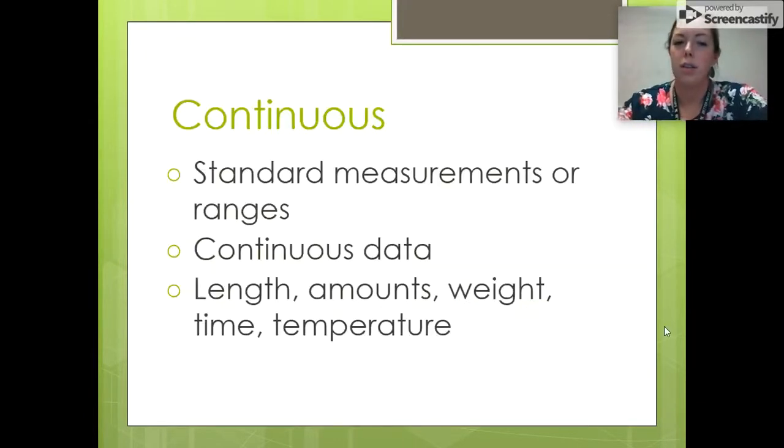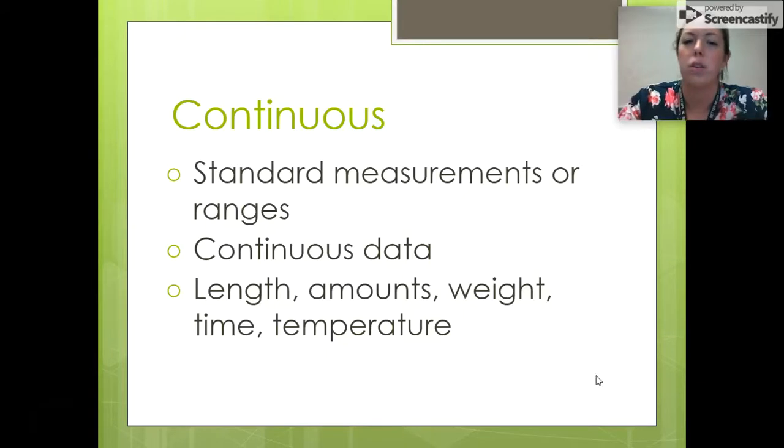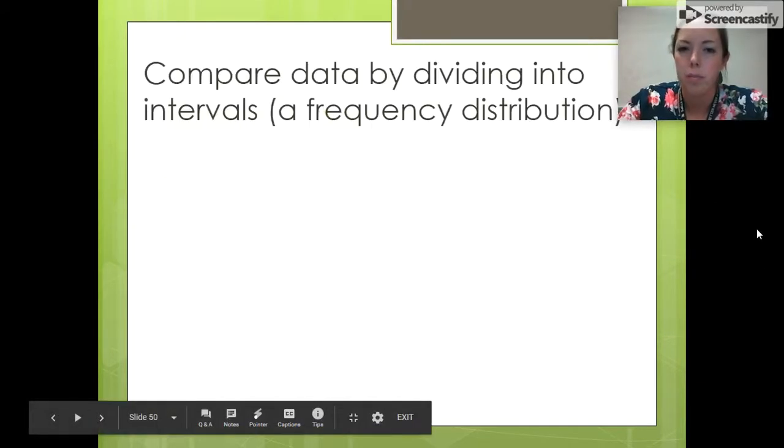The other type of data you might have is continuous data. This could be standard measurements or ranges that need a different type of graph to show it in the best way. So lengths, amounts, weight, time, temperature. Chances are the lab you're going to do in class, your experimental design lab, you'll probably use some sort of continuous graph.